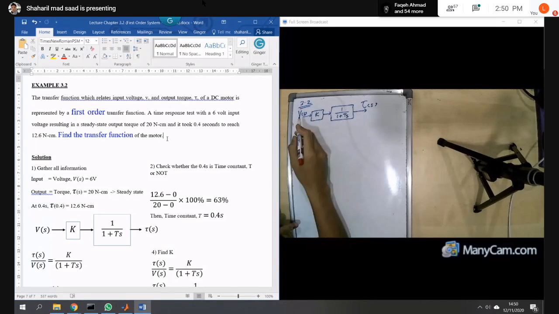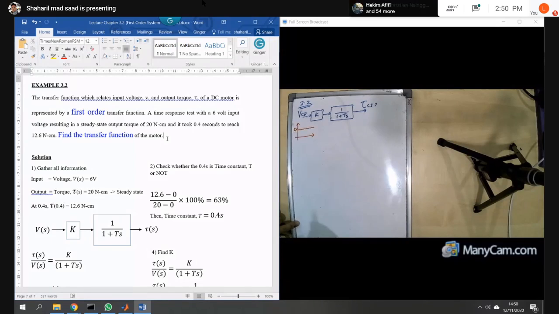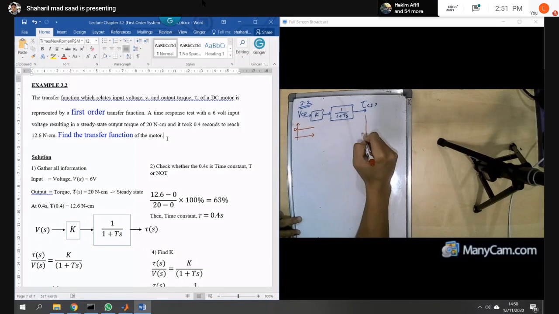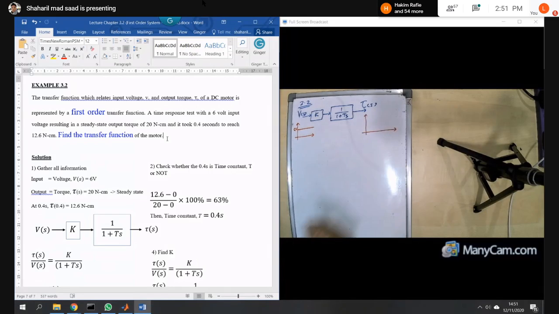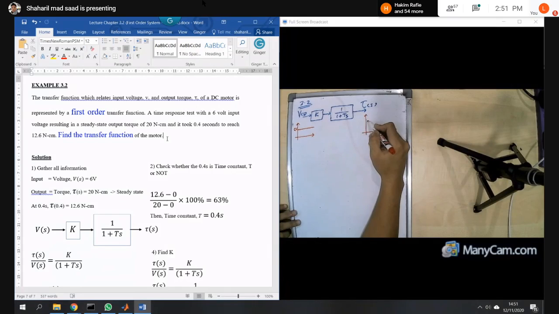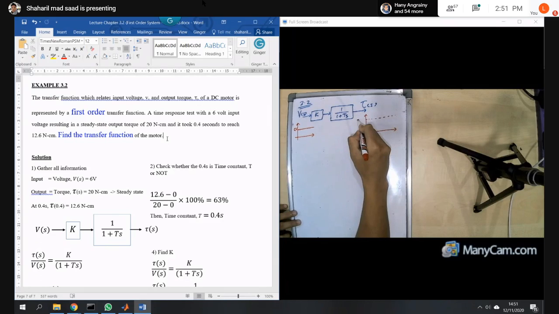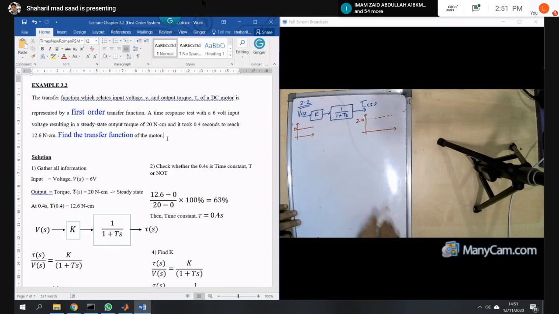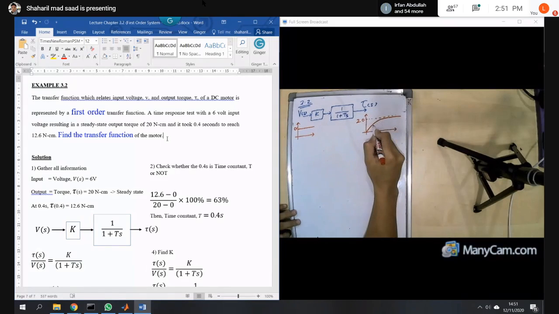Now, it says to apply 6 volt, and the output at steady state is 20 Newton per meter. So this one is 20. For a first order system, the graph will be like this, and at 0.4 seconds, you get 12.6 Newton per meter.